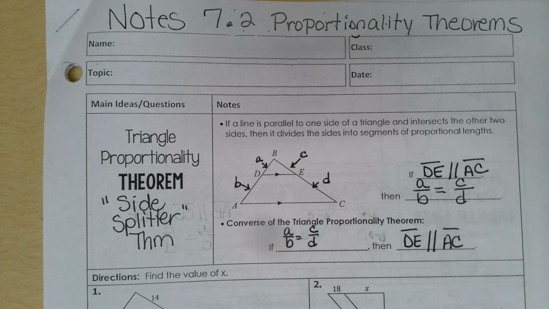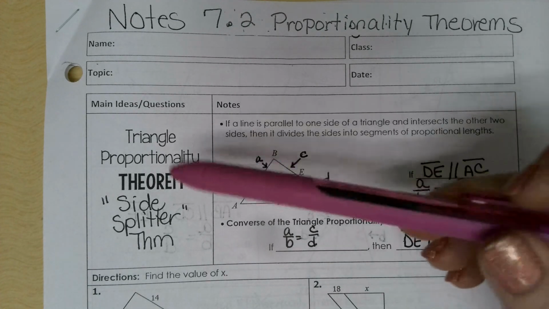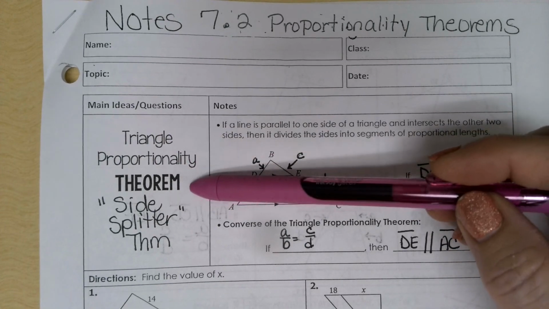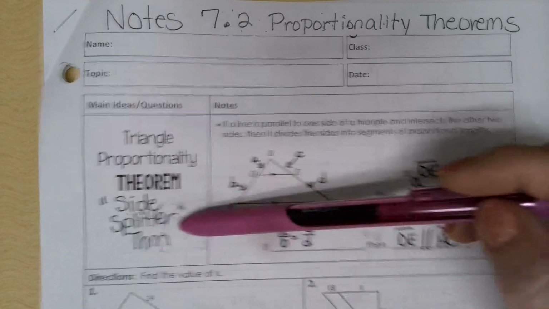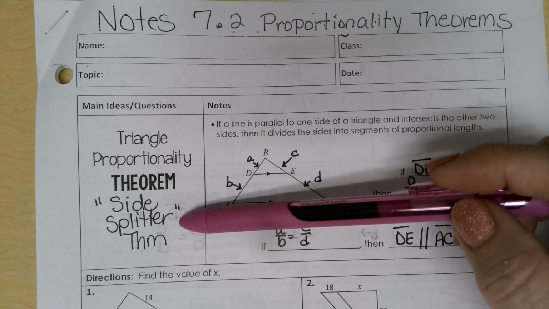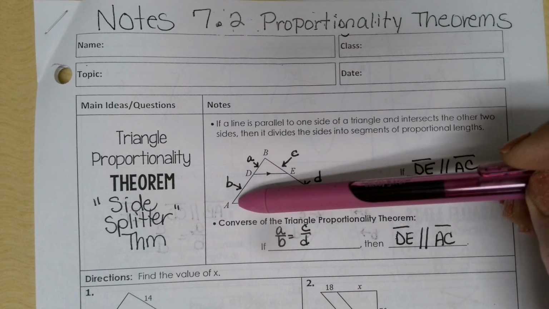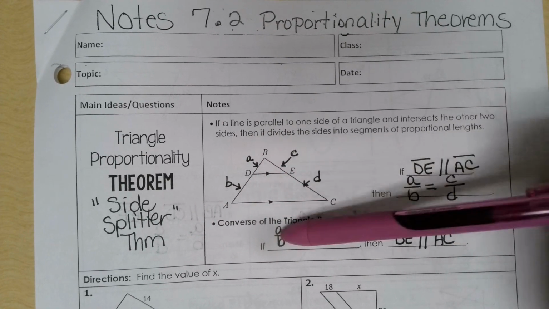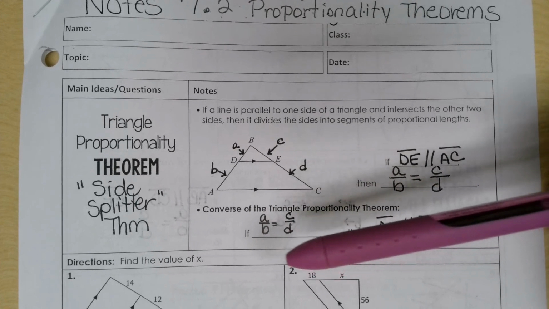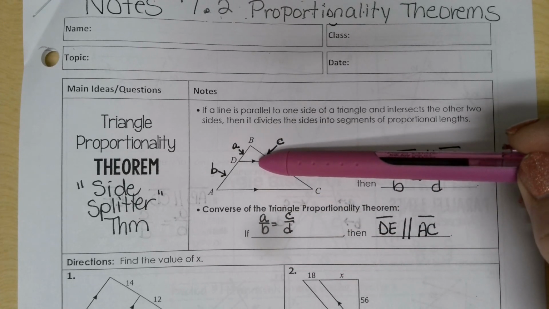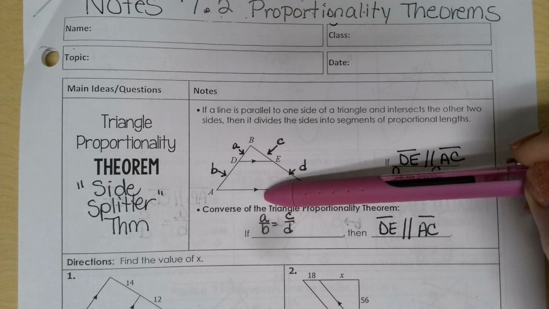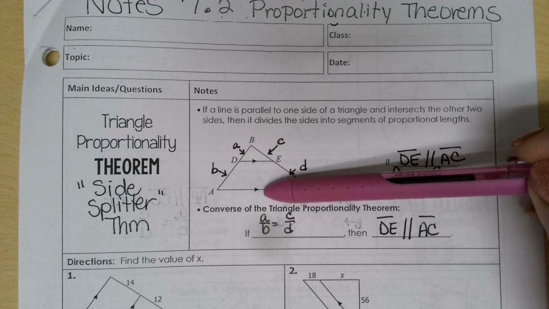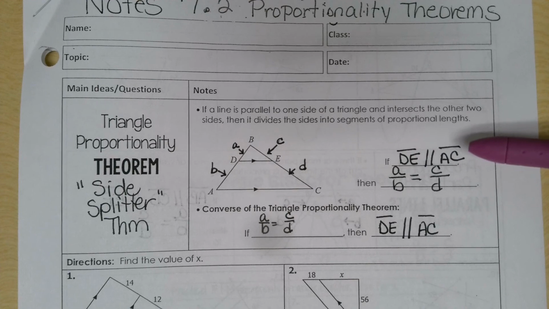Okay, so the first theorem that we have is called the triangle proportionality theorem. We like to call it the side splitter theorem because the sides are split and we use the little pieces. So the theorem says if a line is parallel to one side of a triangle, and intersects the other 2 sides, then it divides the sides into segments of proportional lengths.